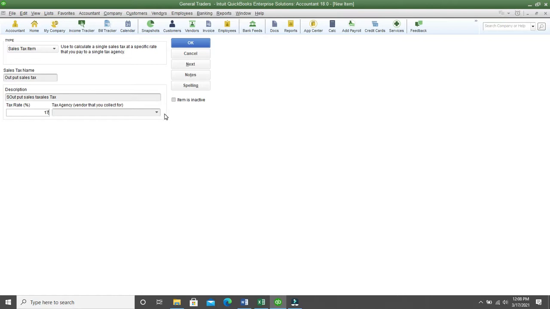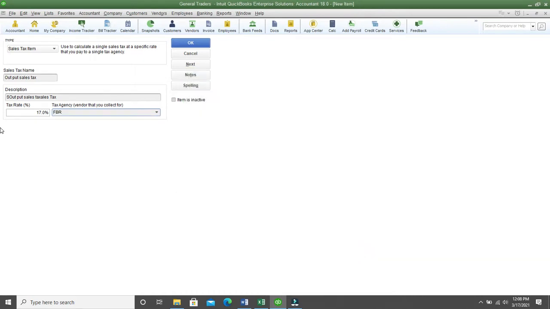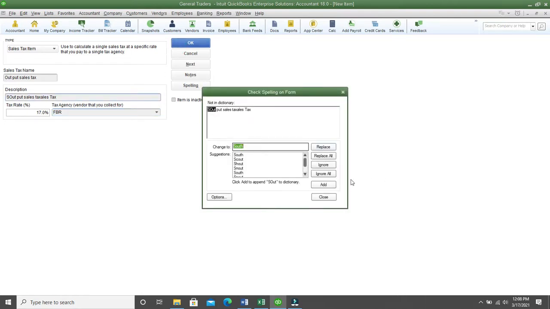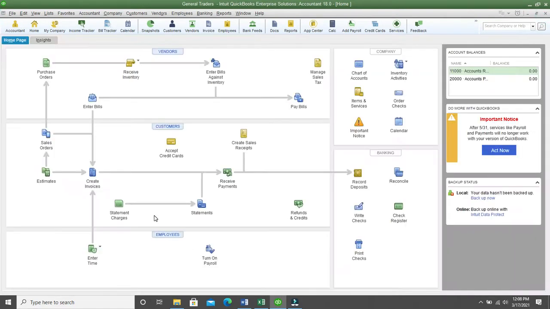And for the government tax agency, there is currently no government tax agency which I have added, so I shall create a new tax agency and call it FBR, Federal Board of Revenue. The rest of the information I am not filling, but you should fill in all this information. Click OK, and I have created this sales tax agency. Now I have all the ingredients to record all these transactions.